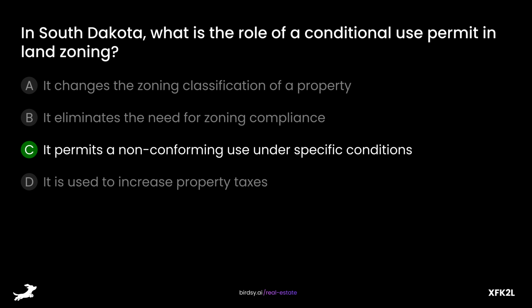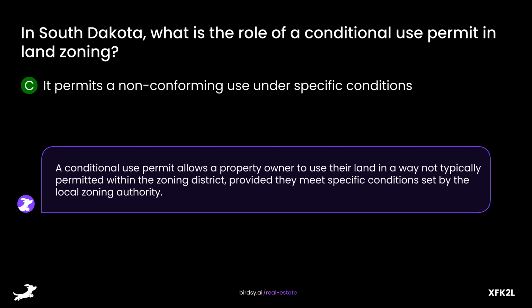The answer is C. It permits a non-conforming use under specific conditions. A conditional use permit allows a property owner to use their land in a way not typically permitted within the zoning district, provided they meet specific conditions set by the local zoning authority.